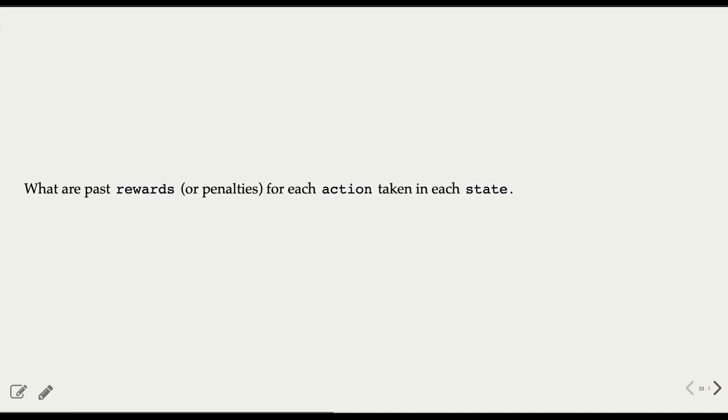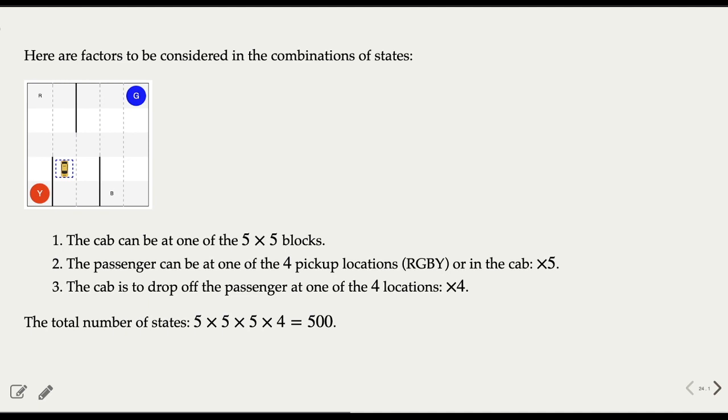That is, what are the past rewards or penalties for each action taken in each state. We know there are 6 different actions the cab can select from. But how many states are there? Let's find out. So here are factors to be considered in the combination of states.